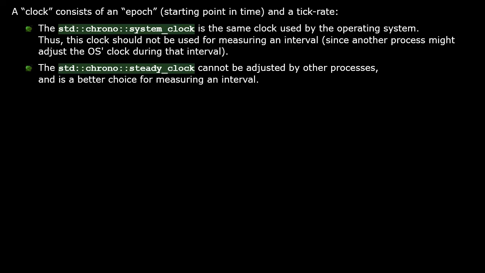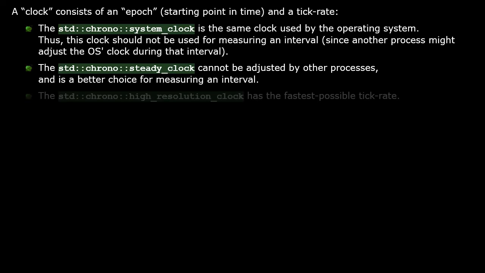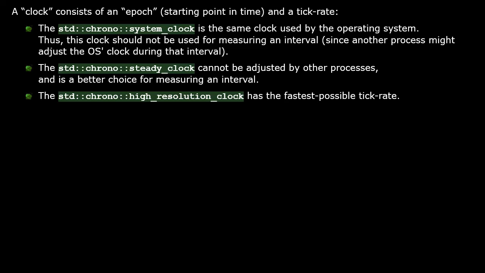Another clock is called the steady clock. This is a better choice for measuring an interval because it cannot be adjusted by other processes. The clock with the fastest tick rate is called the high-resolution clock.